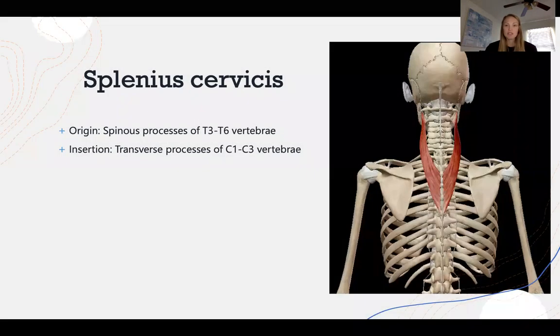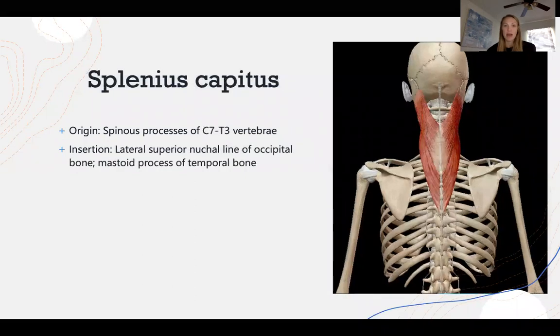We're going to start with splenius cervicis, as you can see in the picture to the right, and we're going to add on top of it splenius capitis. Both are innervated by posterior rami of the spinal nerves, and their action is unilaterally, ipsilateral lateral flexion and rotation, and bilaterally extension of the neck.